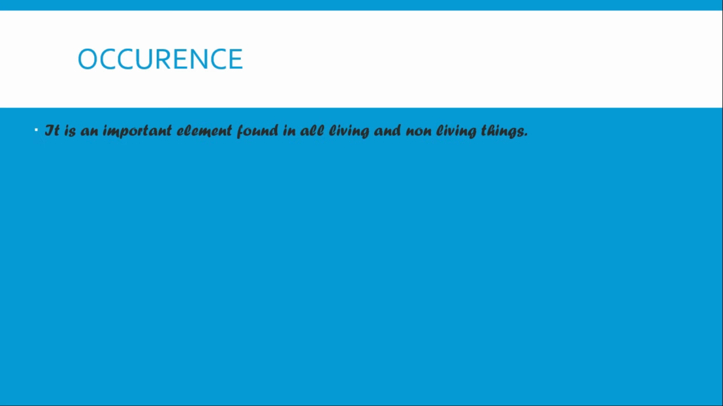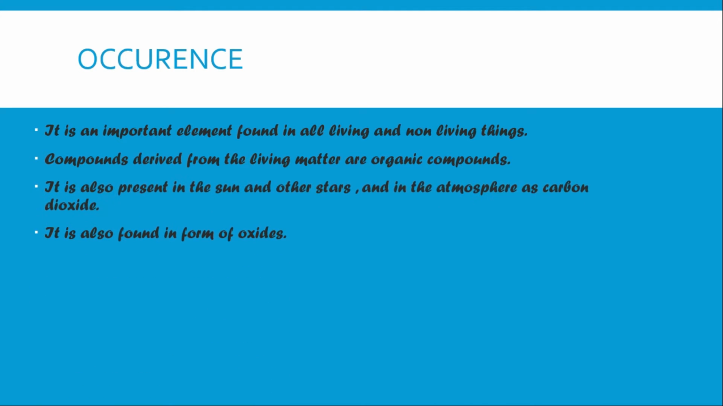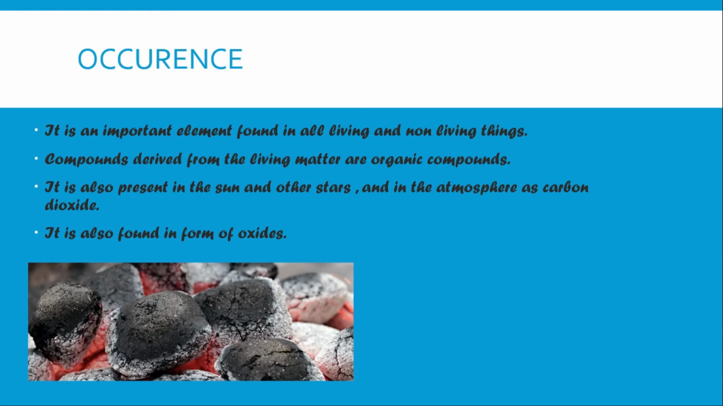It is also a very important part of the organic matter. So, where does this carbon generally occur? It is, as I told, a very important part in all the living and the non-living things. And most of the organic compounds, that is the compounds which come from the living matter like plants and animals, consist of carbon. It is also present in the sun and the other stars and in the atmosphere as well. You know that carbon is present in the form of carbon dioxide, and there are many forms of oxides. Carbon is found in the form of different oxides like carbon monoxide, carbon dioxide, and so on.